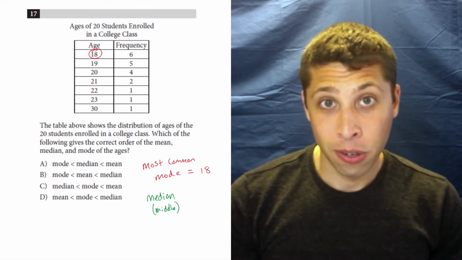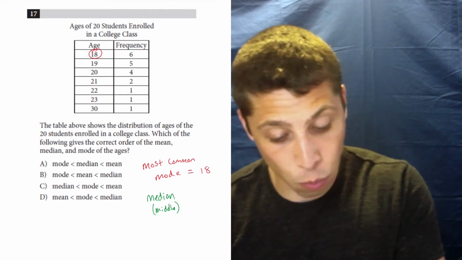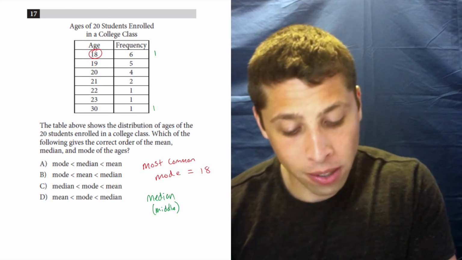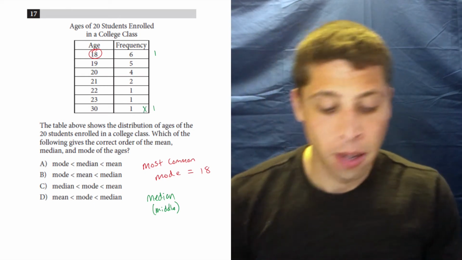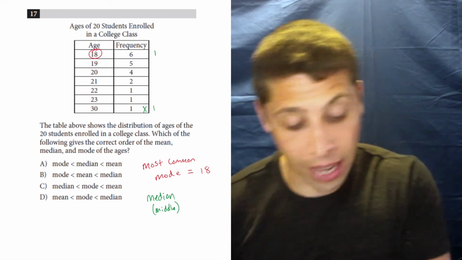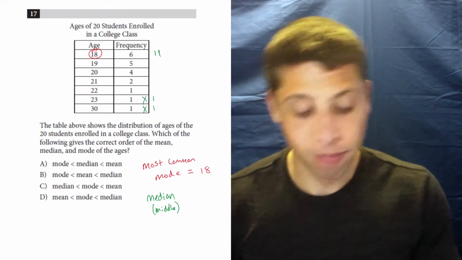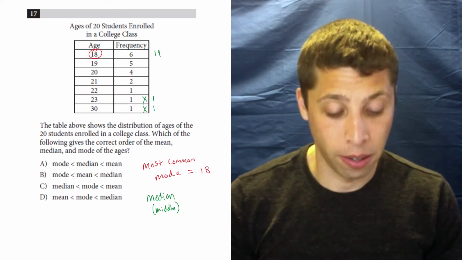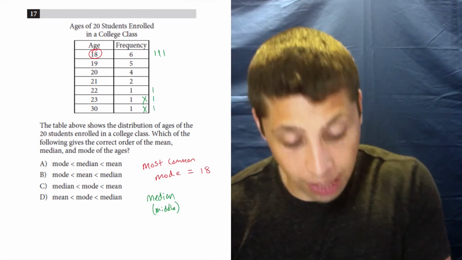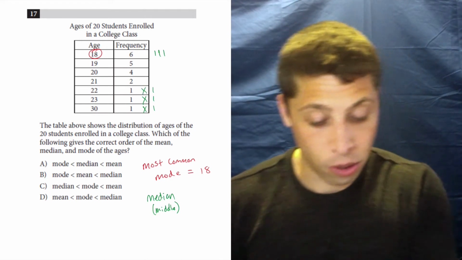I count 1 and 1 until I cross out a row, right? So if I count 1 18 and 1 30, that's going to cross out the 30s because there is only 1 30. So now there's no more 30s, but there are still 5 18s. So I got to add another 18, and that 18 cancels out the 23s because there's only one person who's 23. And again, 18, we've got 3 of them so far, is also going to cancel out the 22s. So that goes away. Let's do it again.